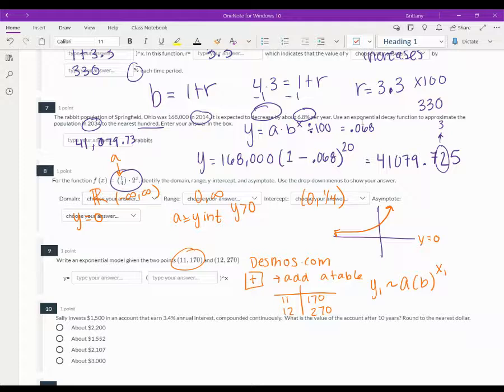A is 1.04 and B is 1.5. I don't know what to round to, but it was 1.04 and 1.5, something along those lines. It'll tell you what to round to on the test.